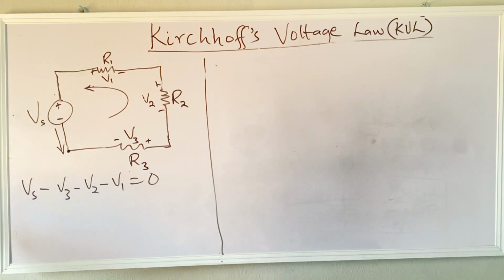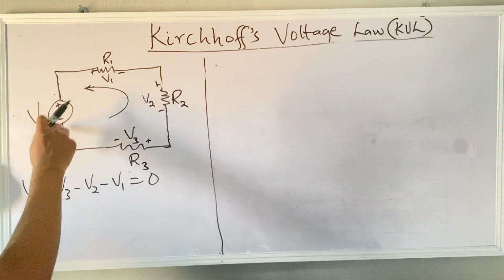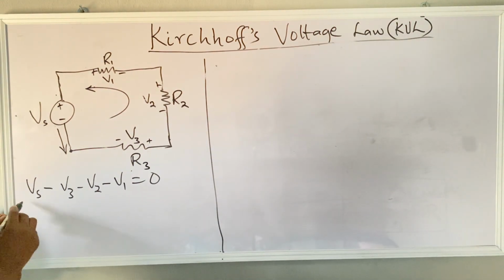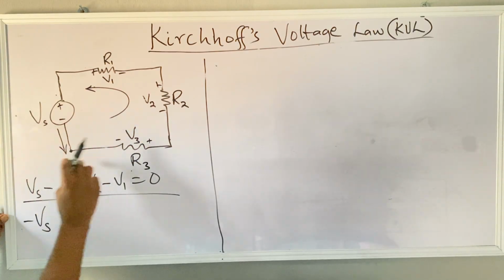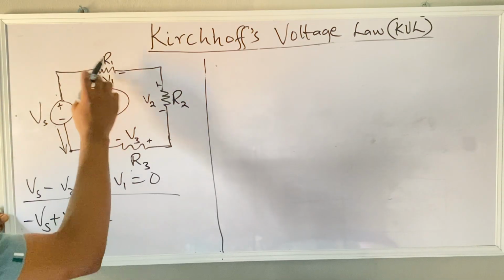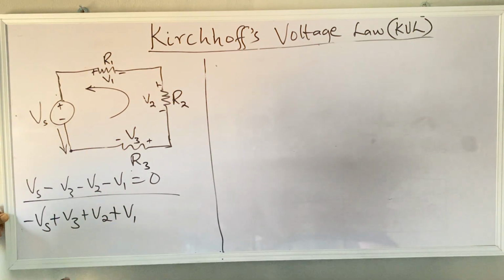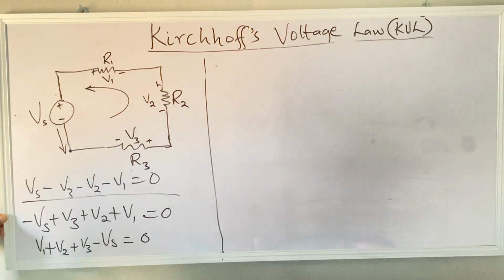What if we take the second sign? This is our second sign, which is minus. So we can say minus Vs, coming here plus V3. The second sign is plus V2. The second sign here is plus V1 equals 0, which is the same thing as saying V1 plus V2 plus V3 minus Vs equals 0.